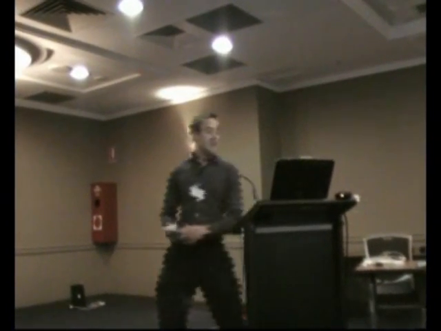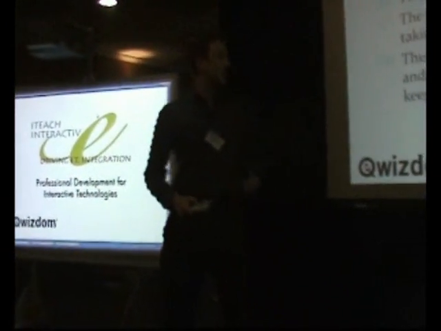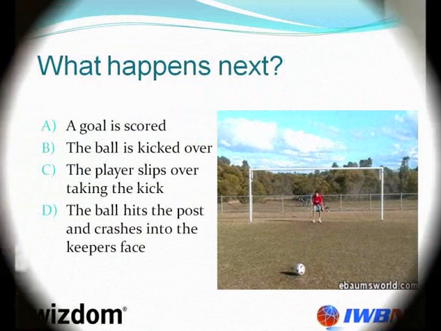We're going to pause it there. Okay, what happens next? A, a goal is scored. B, the ball is kicked over. C, the player slips over taking the kick. That'd be quite comical. D, the ball hits the post and crashes into the keeper's face. Take your pick.